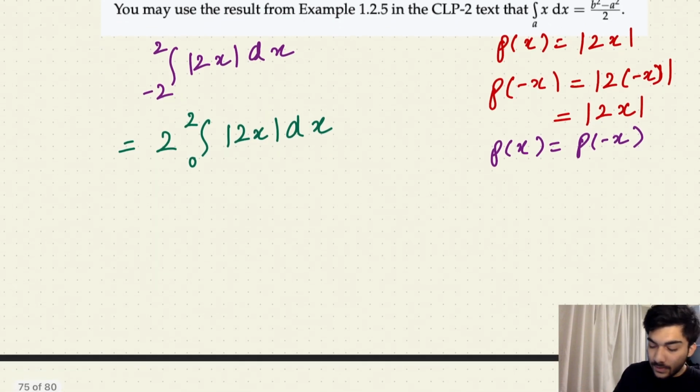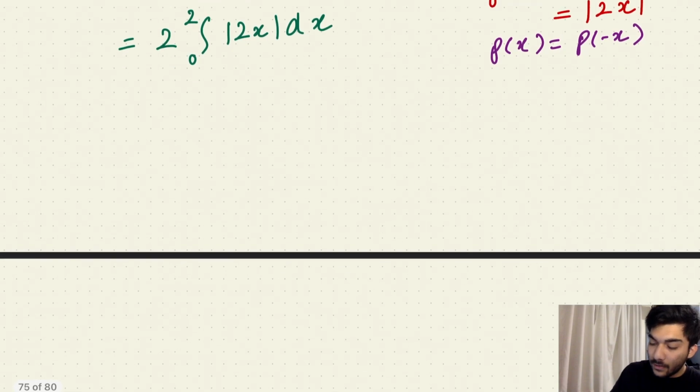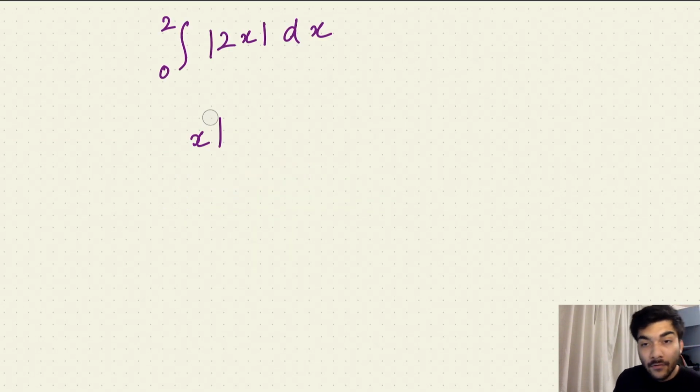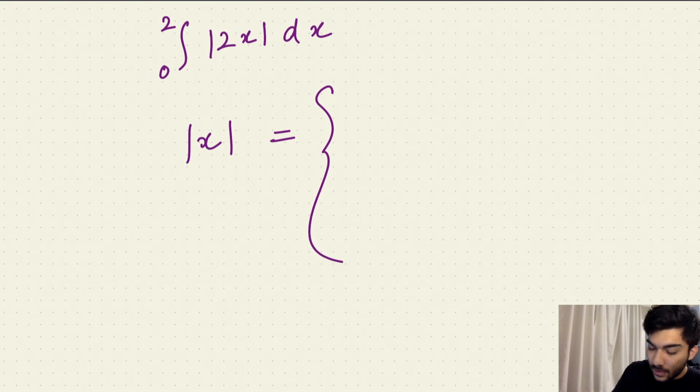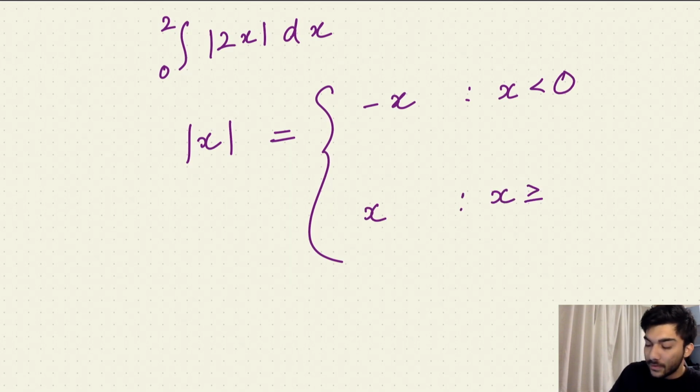So let's solve for this definite integral. We have to calculate the integral from 0 to 2 of mod of 2x dx, right? And we know about mod x that our mod x is a piecewise function, right? It follows negative x when your x is less than 0 and it follows x when your x is greater than or equal to 0, right? And that is what we already know about mod x functions.